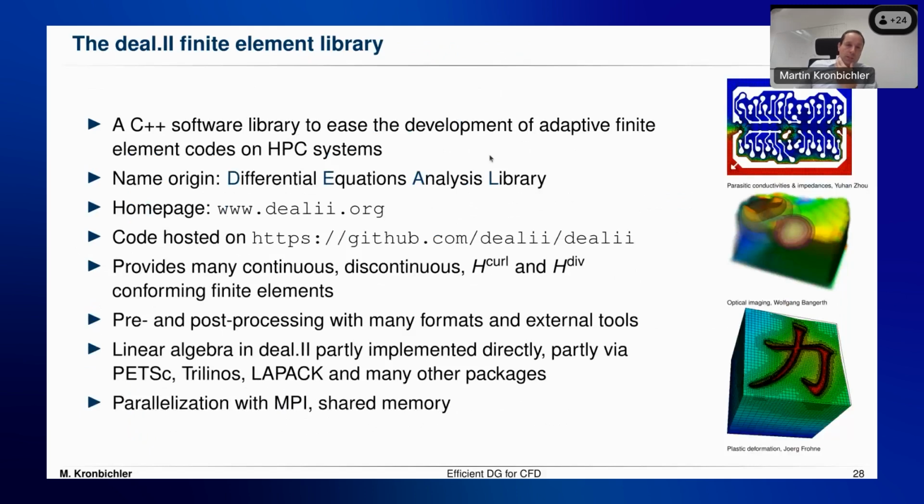The deal.II library, just very quickly mentioning it, is a software library which has its name. Deal comes from differential equations analysis library. We have a classical project page. We have various elements, continuous, discontinuous, H-curl, H-div elements. We're mostly having hexahedral elements, but we also have tetrahedral elements and mixed meshes at this point. We have some of our own linear algebra, and we have some linear algebra with PETSc, Trilinos, and all the packages which sit behind PETSc and Trilinos.